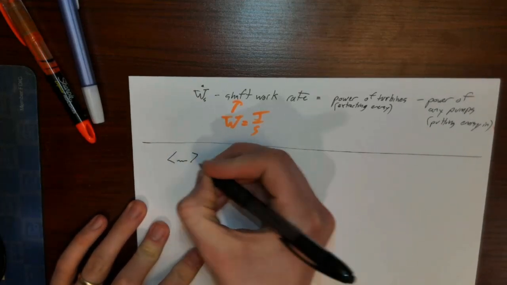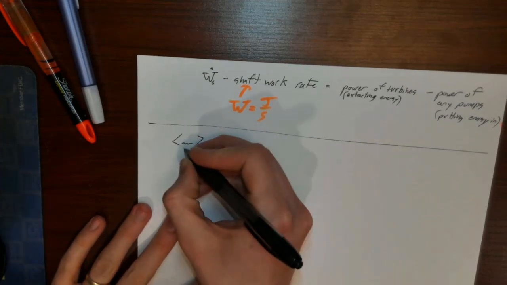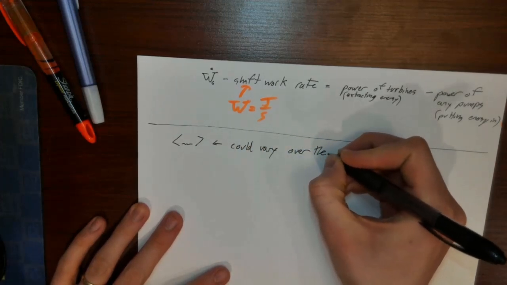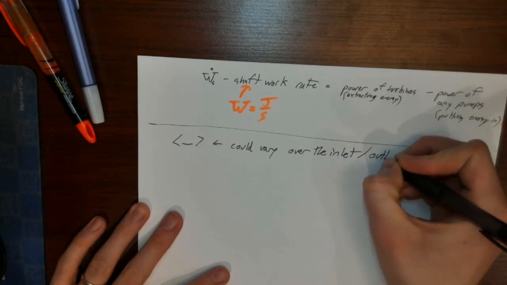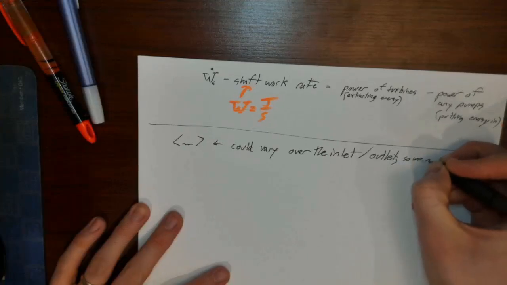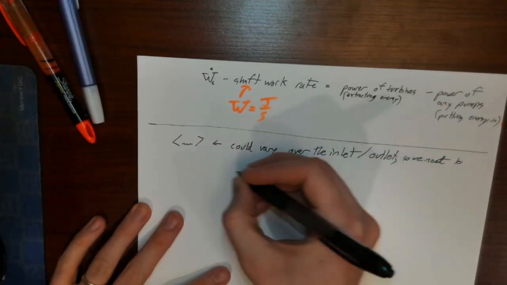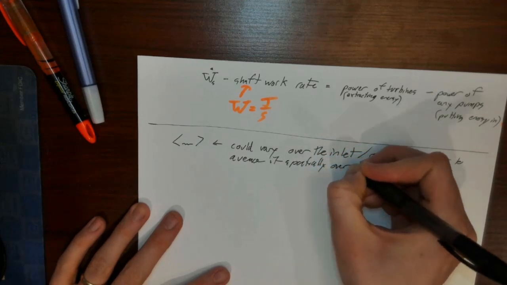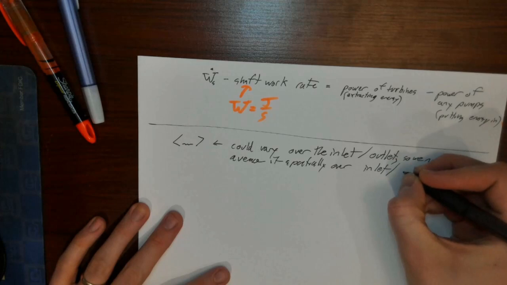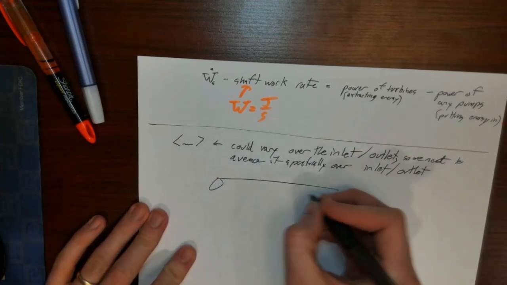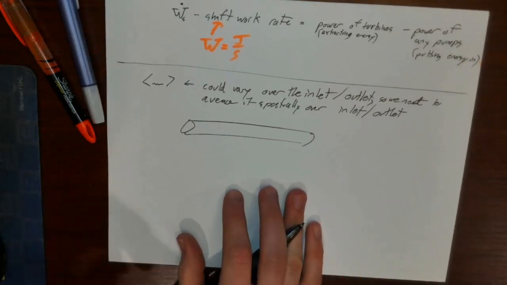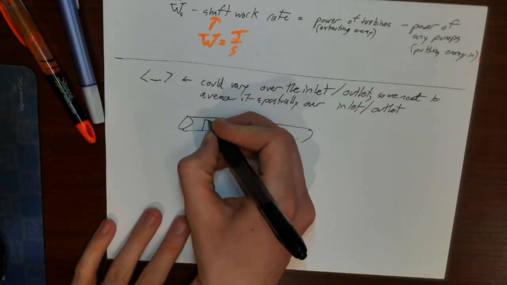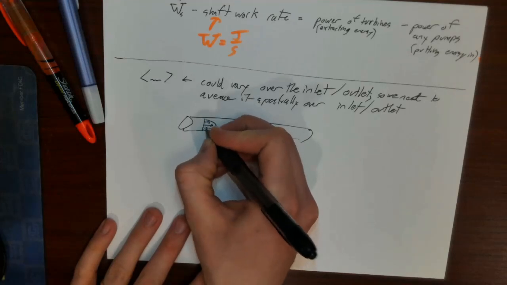A bracket of some quantity basically means that under some circumstances, whatever this quantity is could vary over the inlet or outlet. So we need to average it over the inlet or outlet. Let's say I have a pipe. We'll end up proving later on in this class that if you have laminar flow within a circular pipe, you end up with a parabolic velocity profile.